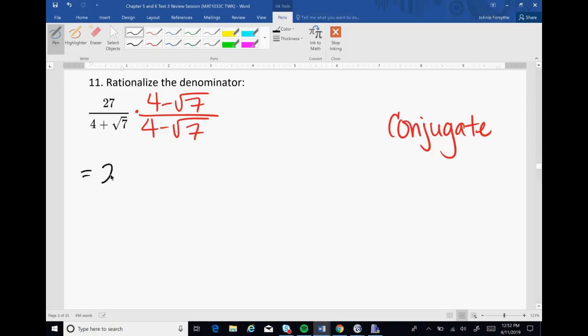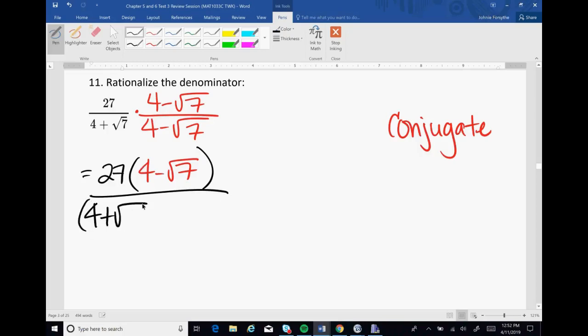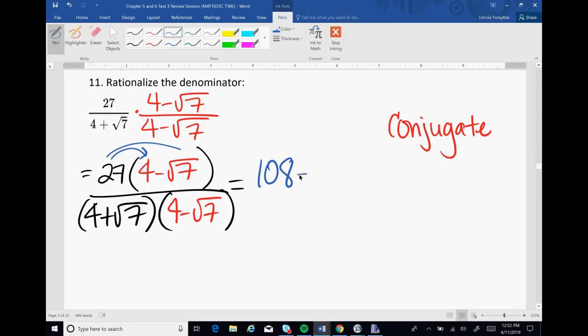So at the top, I've got 27 times 4 minus the square root of 7. And on the bottom, I've got 4 plus the square root of 7 times 4 minus the square root of 7. So let's see what's going to happen. At the numerator, I'm going to distribute the 27. 27 times 4 is 108. And 27 times negative root 7 is negative 27 root 7.